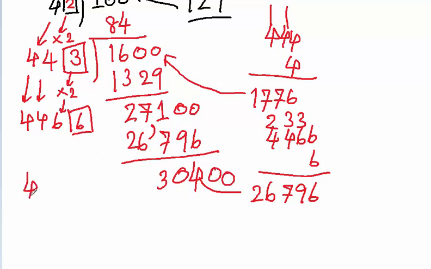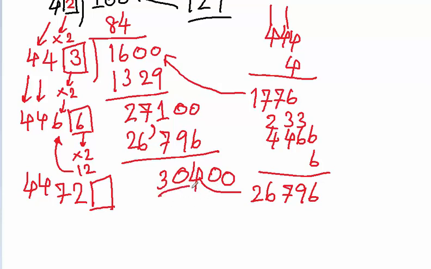And this one, 4, 4, 6, because this one has to be times 2 and it will become 12, right? So the number 1 has to be added to this digit, so this will become 7 and 2. And what number here is not greater than 1300, right?